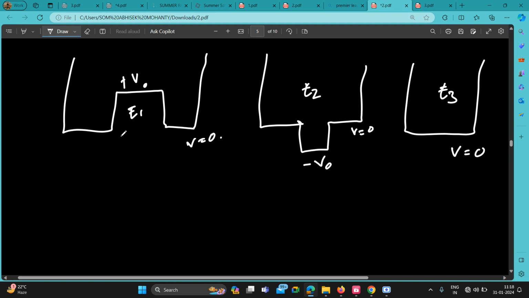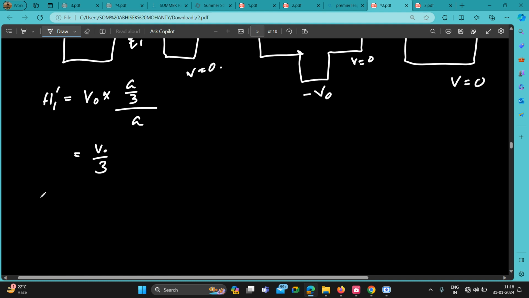So here if you see, this is actually, so first one, H1 dash is equal to, we can see V naught into what? What is the length, like this length, a by 3, by whole length is a. Okay. So V naught by 3. Now this one, H dash. So this one I can say E1, the ground state, can be pi square h cut square by 2ma square plus V naught by 3.